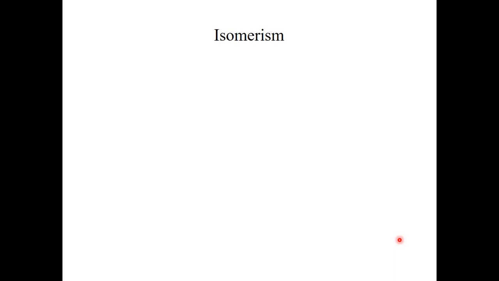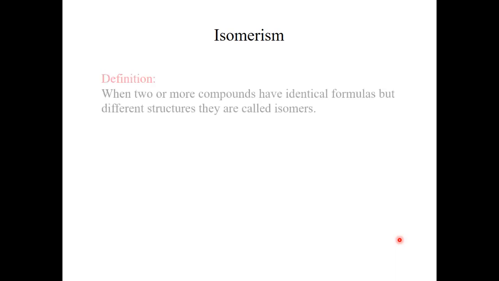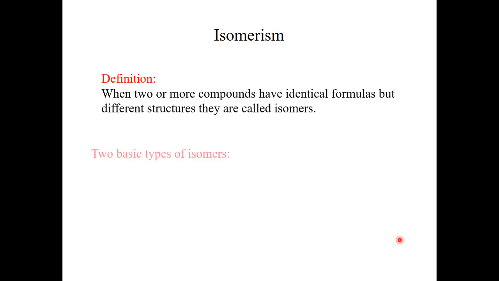They have to have the same empirical formula, but different structures. Okay? The empirical formula has to be the same, but the structures need to be different. So then we can further categorize isomers, so we can distinguish between what is called constitutional isomers and stereoisomers.